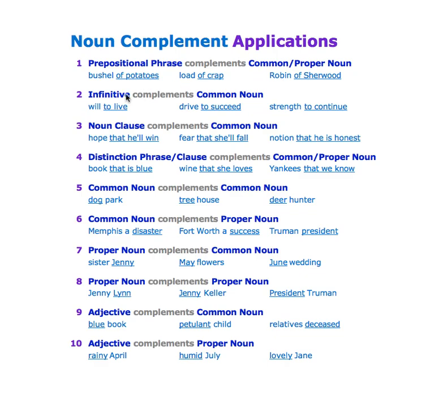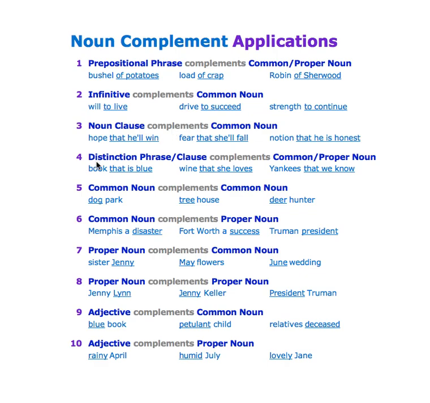Okay? The infinitive, number 2, complements a common noun. I couldn't find any instances in my mind where an infinitive or a noun clause complements a proper noun, so I just list common noun here. You have the infinitive complements common noun. Will to live, drive to succeed, strength to continue. Then here you have number 3, noun clause complements common noun. Hope that he'll win, fear that she'll fall, notion that he is honest. I just couldn't find or think of a situation where a noun clause complements a proper noun. Maybe you can, but I couldn't find one.